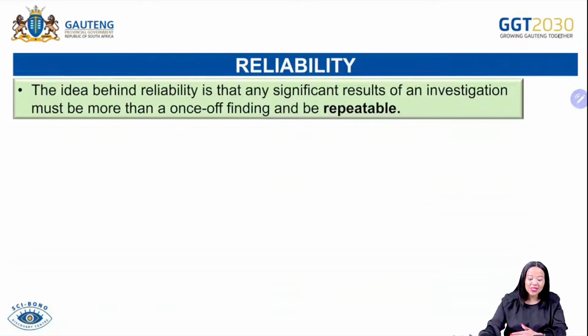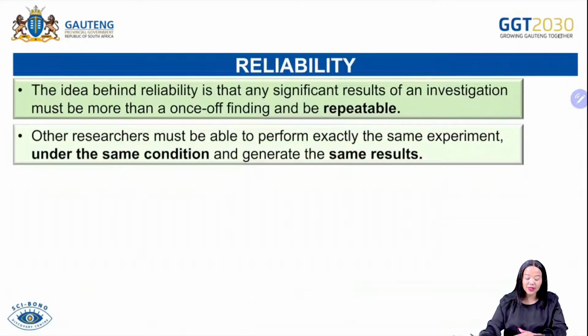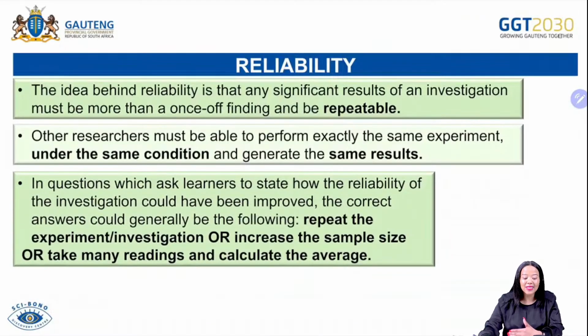Reliability. What is the idea behind reliability, grade 12s? When we speak of reliability, we are speaking of repeatability. We are saying, what is it that the investigator did to ensure that the results are reliable, or how can the investigator improve reliability of the results? To ensure that the results are indeed reliable, if that particular investigation was to be done by a different researcher under the same environmental conditions, it should give us the same results.